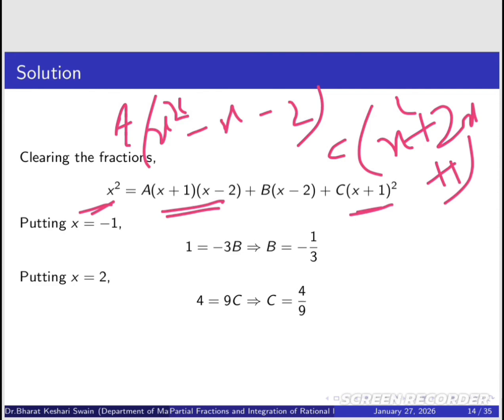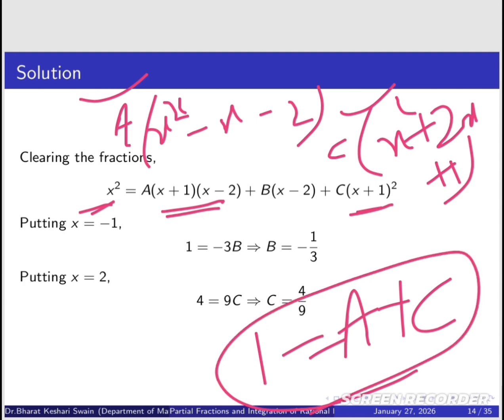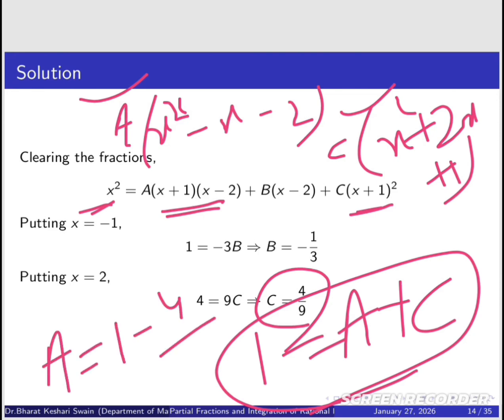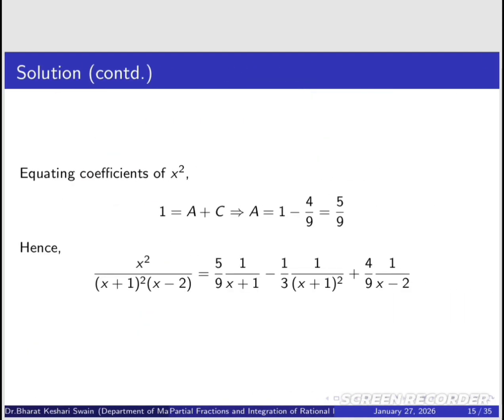So on the right hand side it is a and c only, so it is a plus c. In the right hand side it is a plus c, and on the left hand side the coefficient of x square is 1. So a plus c is equal to 1, and we have already got the value of c, that is 4 by 9. So what will be the value of a? a will be 1 minus c, so c is 4 by 9. Okay, so the value of a will be 5 by 9.